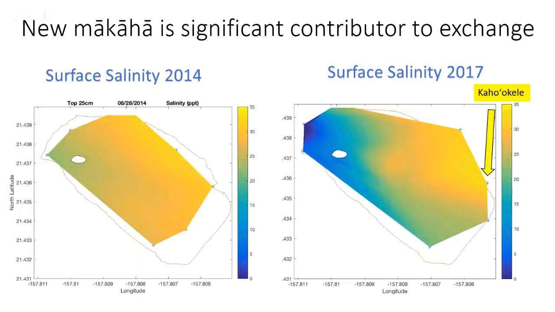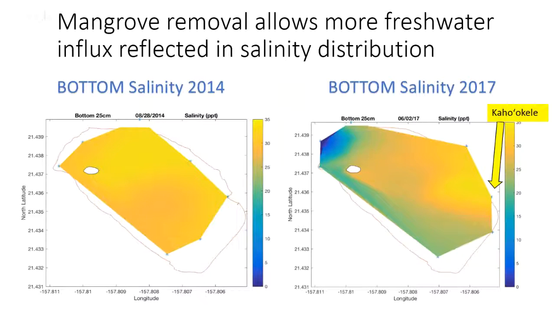And this is the same sampling dates, just the bottom locations. And you can see that there's a less steep gradient in the bottom because the fresh water usually sits on top. So the bottom is actually much less influenced by fresh water. But otherwise, we can see pretty much the same pattern, a stronger gradient in 2017 compared to 2014.